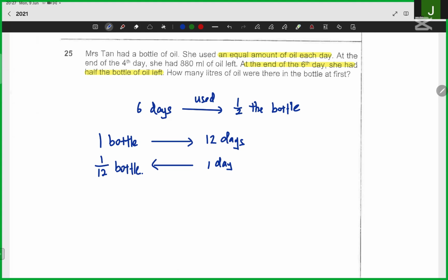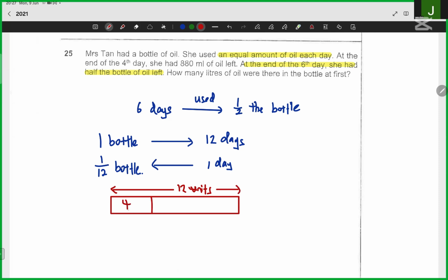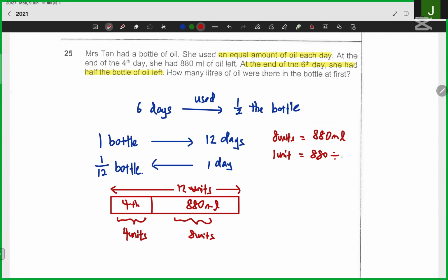okay? So that means that we have 12 units in total. The bottle has 12 units. At the end of the 4th day, we must have used 4 units. And then we are left with 880 ml, which means that this must be 8 units. So 8 units equals 880 ml. 1 unit is equal to 880 divided by 8, which is 110 ml.